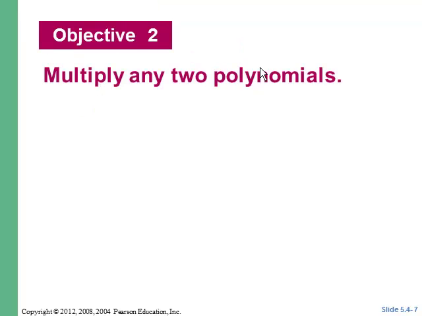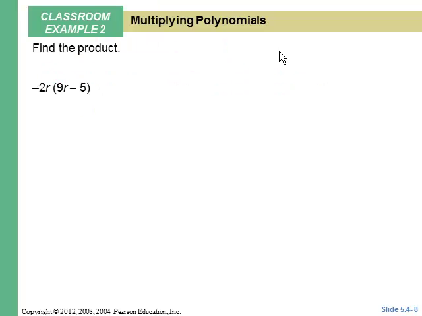Okay, how about if you have any two polynomials? Well, the easiest one is a monomial times a polynomial, which is just following the distributive property. Negative 2 times 9 is negative 18. R times R is R squared. Negative 2 times negative 5 is positive 10R.